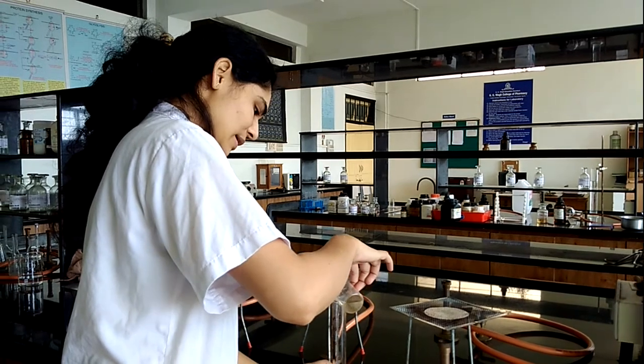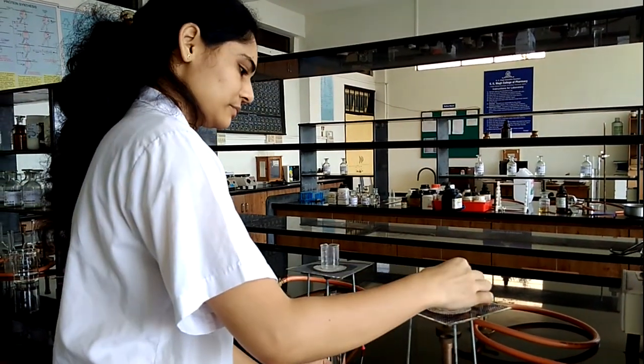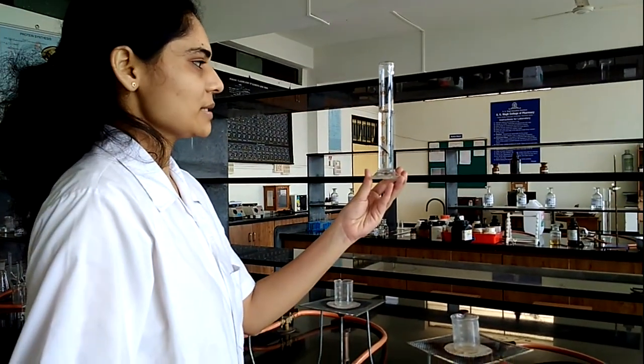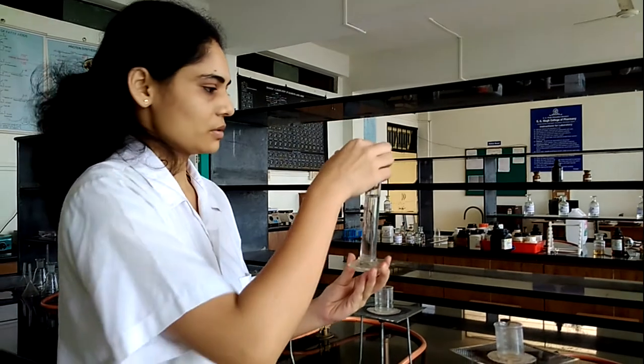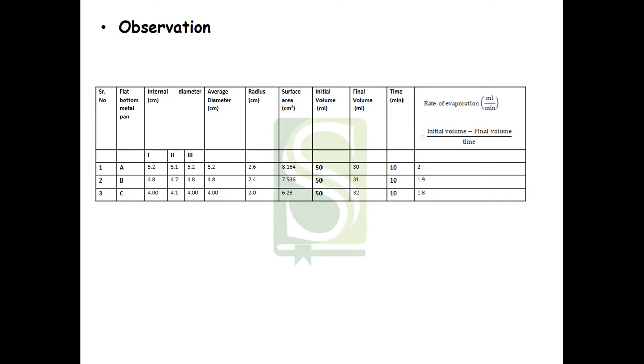This beaker also contained 50 ml of water. So the volume of water remaining after 10 minutes is 39 ml. That means in 10 minutes, 11 ml of water has evaporated. Now we will proceed further for the calculations. Now we will see the observation table.